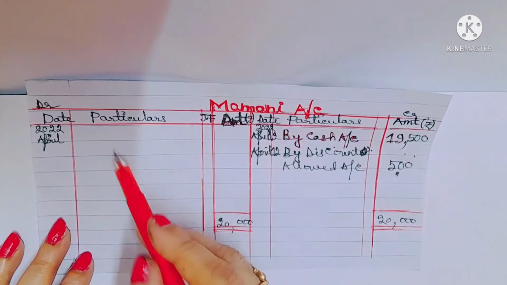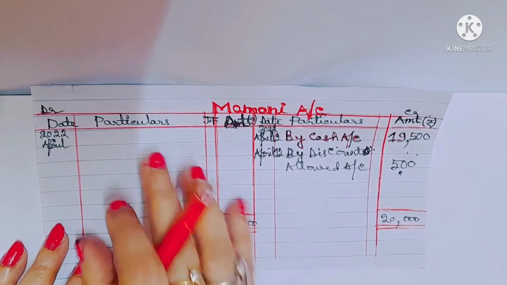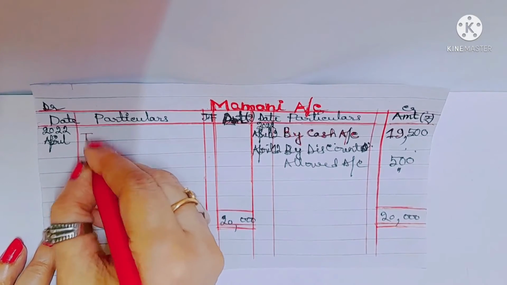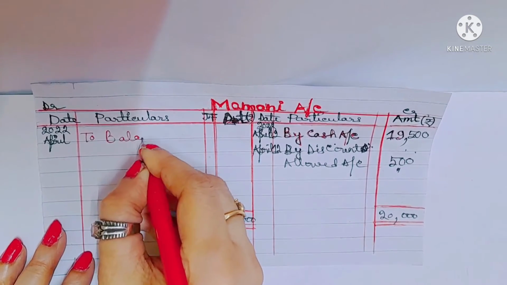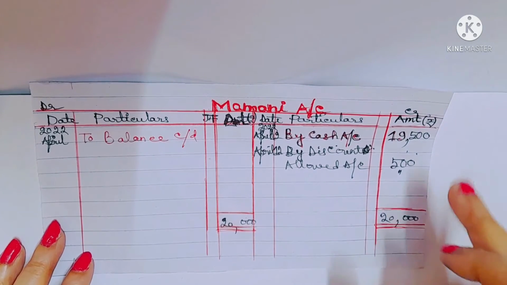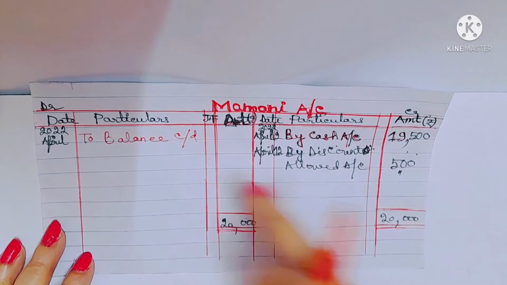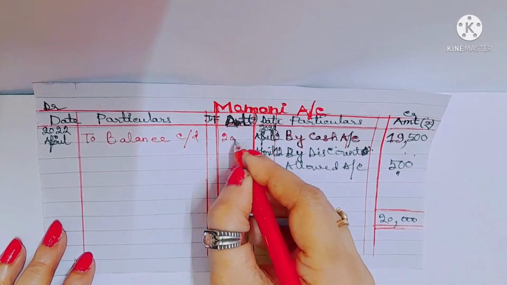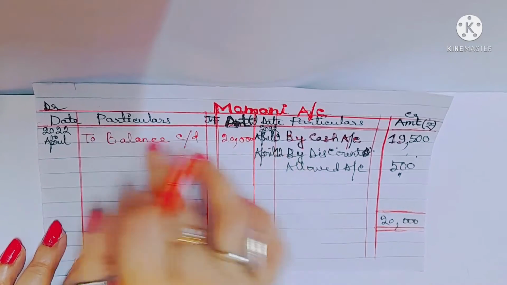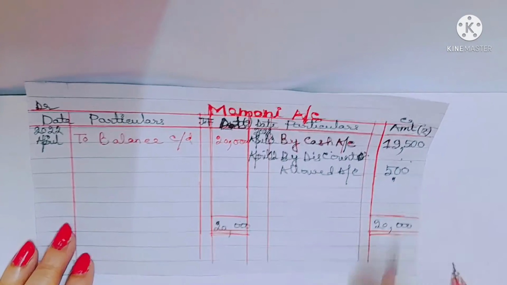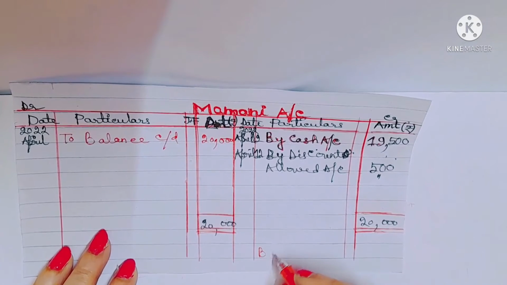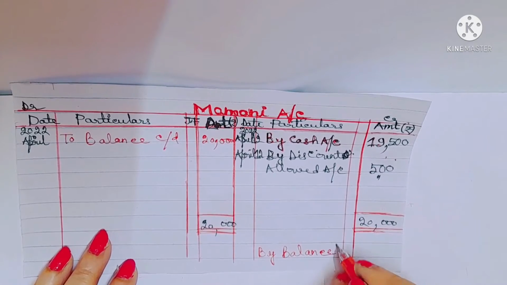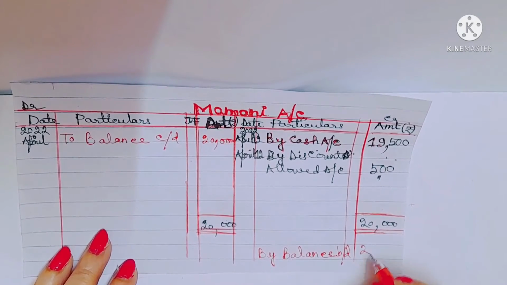Where is the shortfall? Shortfall is on the debit side. যেখানেই shortfall বা lesser amount, আমাদের to balance C/D লিখতে হবে. To balance C/D. How much? The credit side total is 20,000. Debit side কিছু নেই. So 20,000 minus 0 will give you 20,000. So we'll write 20,000. This is actually the balancing amount. Again on the opposite side, beneath the credit total we'll write by balance B/D. By balance B/D 20,000. This amount, same amount.